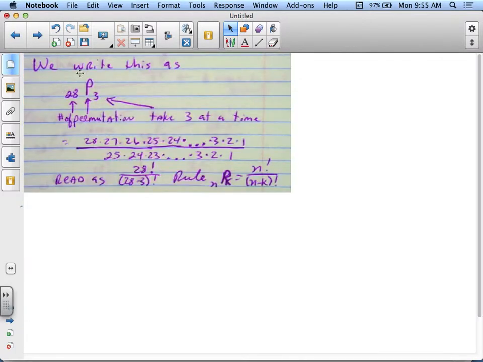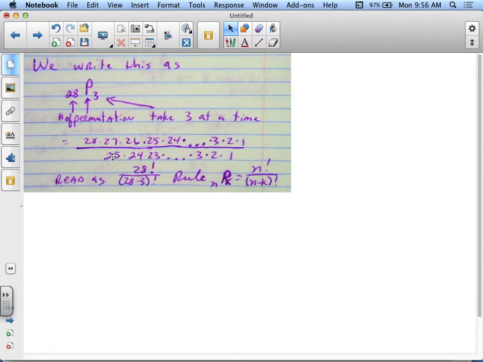Well, we write this as 28P3. So that means 28 permutation 3. So the number I have, permutation, and then we're going to take 3 at a time. And the way we do this is 28 factorial, which is 28 times 27 times 26 times 25 times 24 times ... times 3 times 2 times 1. So if I were to write that 28 factorial out, I'd write all those numbers all the way down to 1. Now, I'm going to choose 3 at a time.